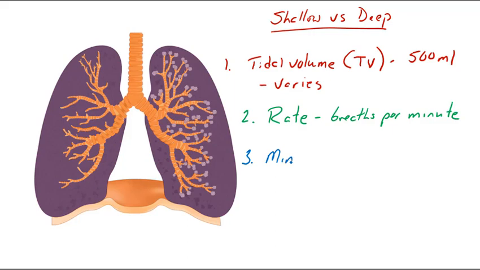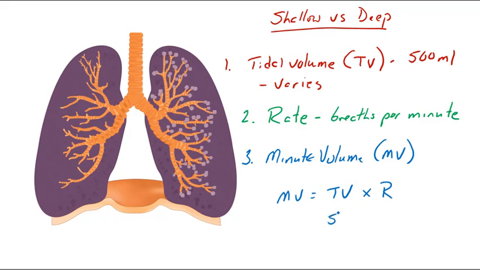The next measure is minute volume. This is how much air a patient moves in 1 minute, and it's actually calculated using the previous two parameters. Minute volume equals tidal volume times rate. So, if our typical patient has a tidal volume of 500 and they're breathing 10 times a minute, well, that means their minute volume is 5,000 milliliters, right? 500 times 10 equals 5,000.